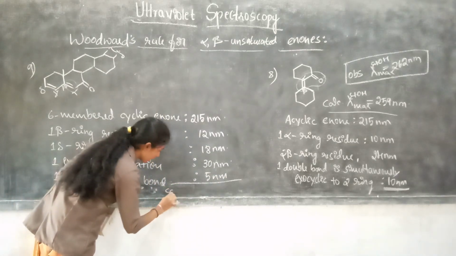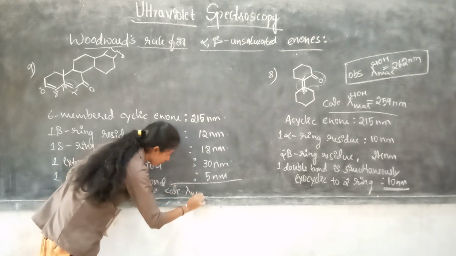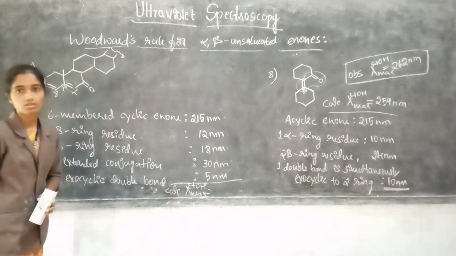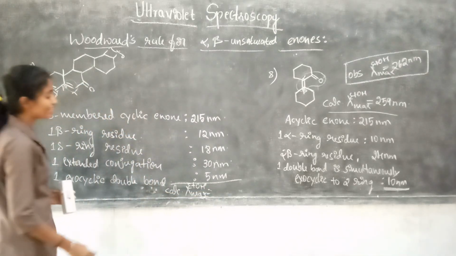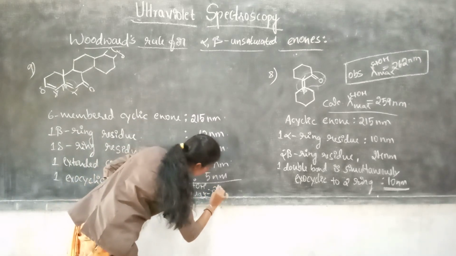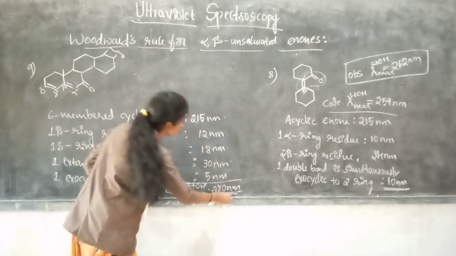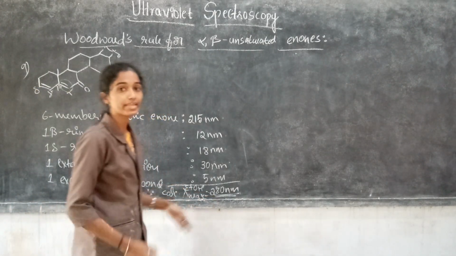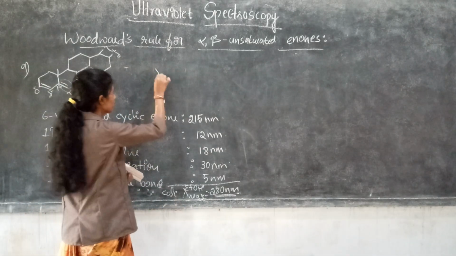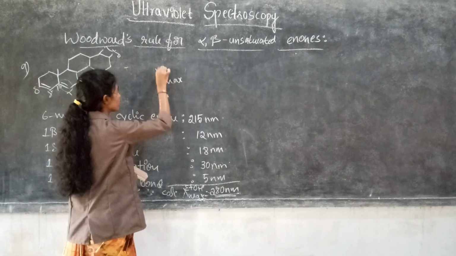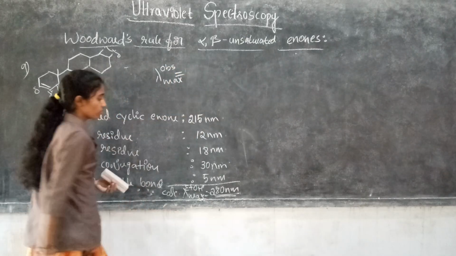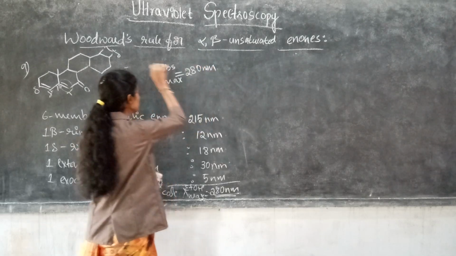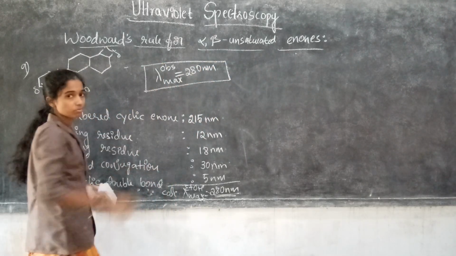Here the calculated absorption maxima in ethanol medium is 280 nanometer, whereas the observed lambda max is at the same wavelength, 280 nanometer. This matches exactly with the calculated absorption maxima.